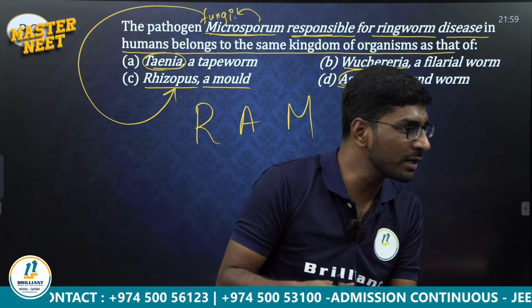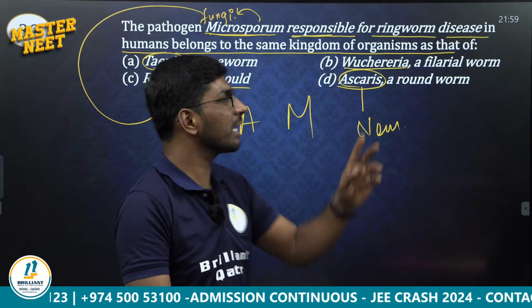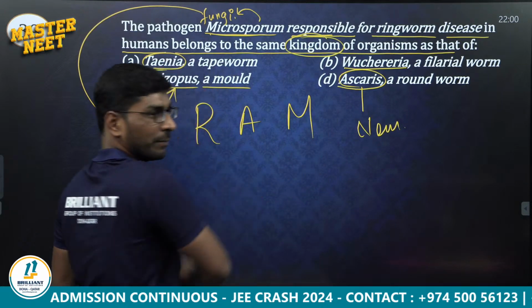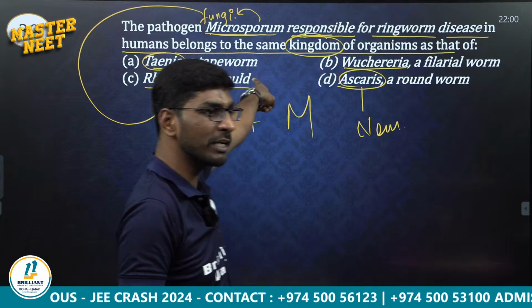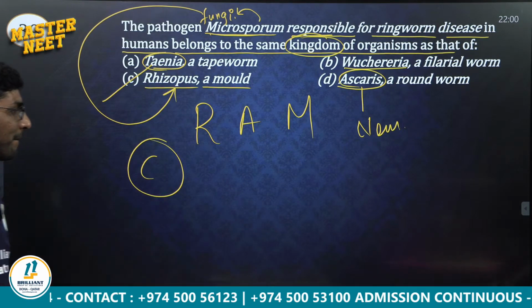So whoever gave D, try to recall, try to rectify, beta. They are asking which kingdom Microsporum belongs to. You got my point? It is the kingdom of fungi. So the kingdom of fungi ones are what? Rhizopus and mold. So I am going with option C.